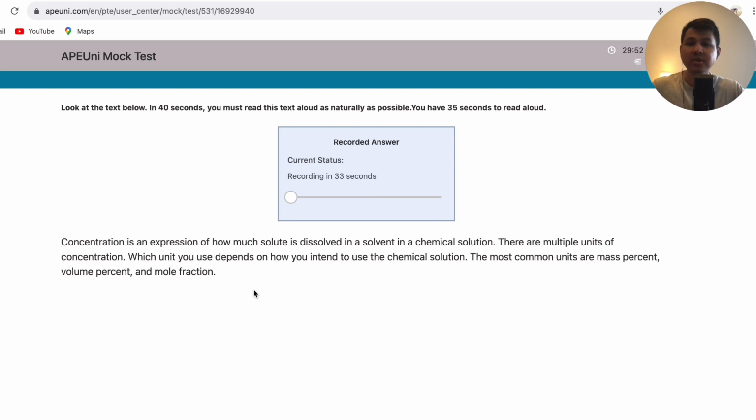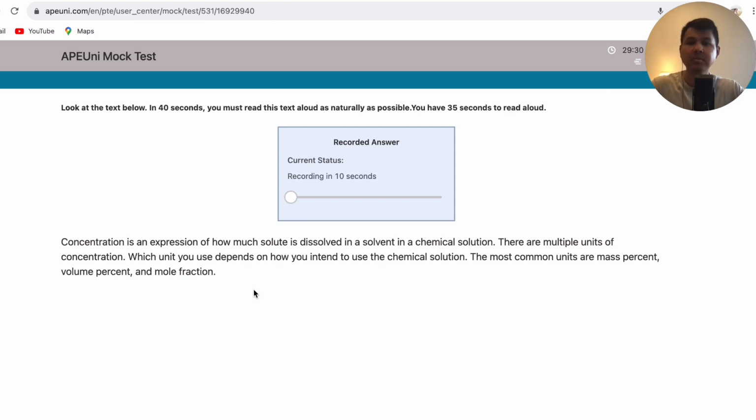Concentration is an expression of how much solute is dissolved in a solvent in a chemical solution. There are multiple units of concentration. Which unit you use depends on how you intend to use the chemical solution. The most common units are mass percent, volume percent, and mole fraction.